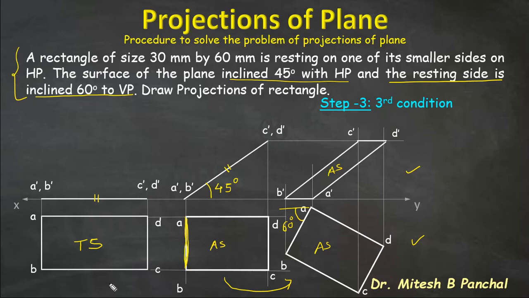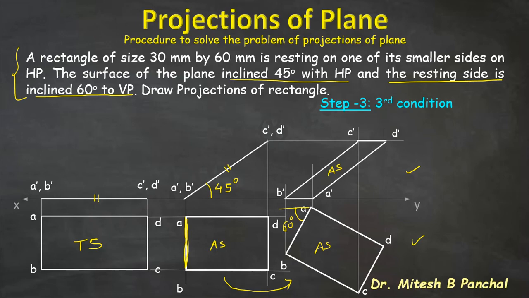So in the first step, we have considered the true shape of the plane. In the second step, surface inclination is considered. And in the third step, the third condition, that is condition related to the resting edge or resting corner or some dimensional or some reference dimension. So that will be considered in the third step. Okay. So this is the entire procedure to solve any problem of projections of plane.